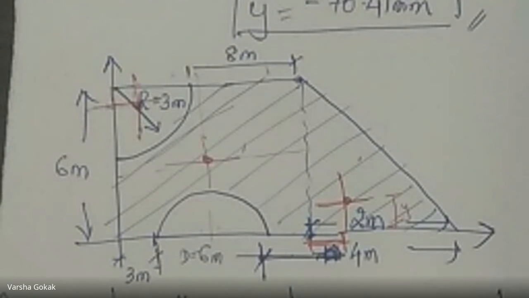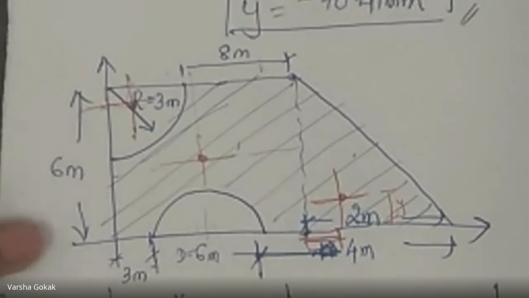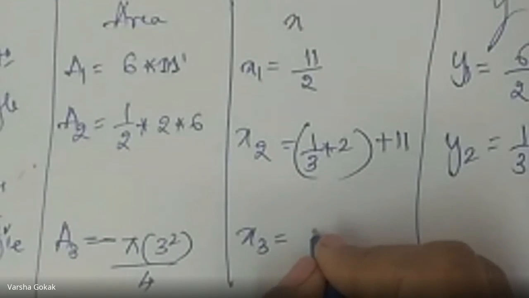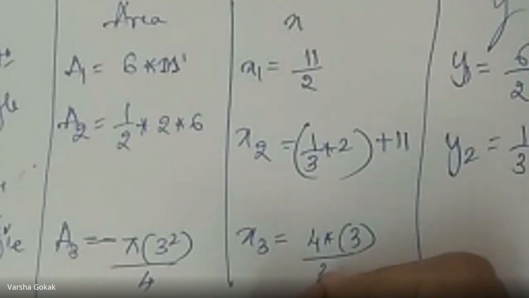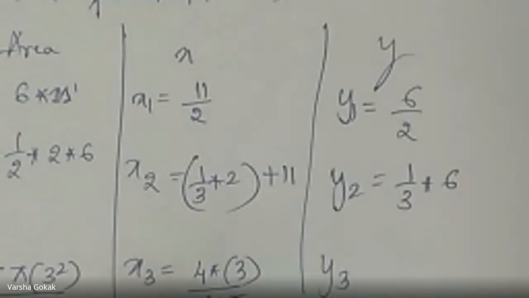Quick. What is the value of x? I told the formula, 4r divided by 3. Yeah, correct. So x3 is 4 into r, which is 3, divided by 3 into pi, right?